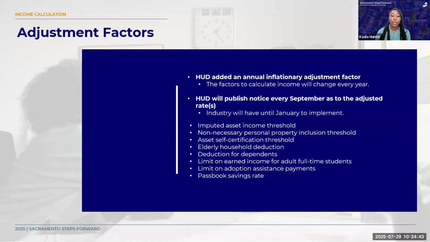Why does this matter? Well, imagine inflation driving up living expenses. If deductions don't adjust, families could end up paying more than they should. It's like giving the system a yearly tune-up to stay fair and relevant. We'll look at starting values for these under HOTMA on the next slide. Next slide.